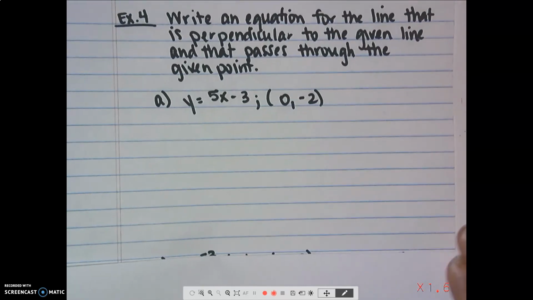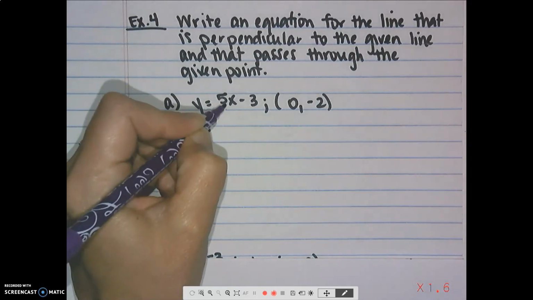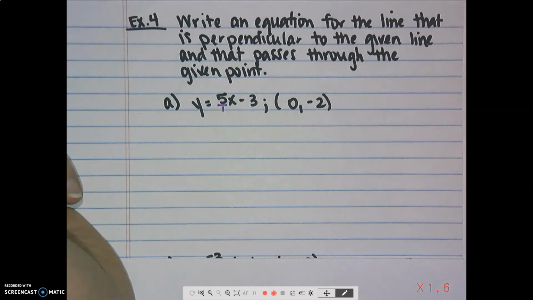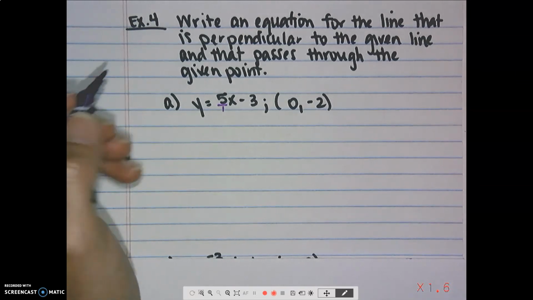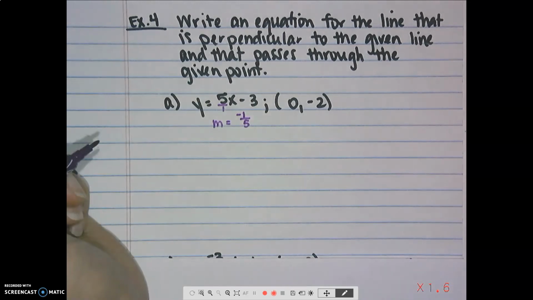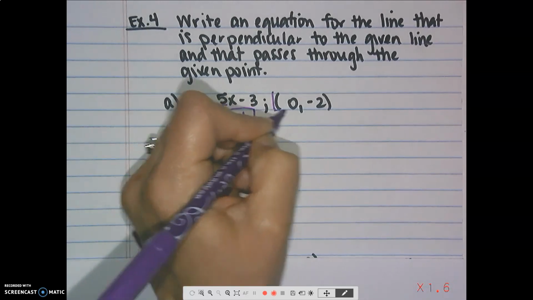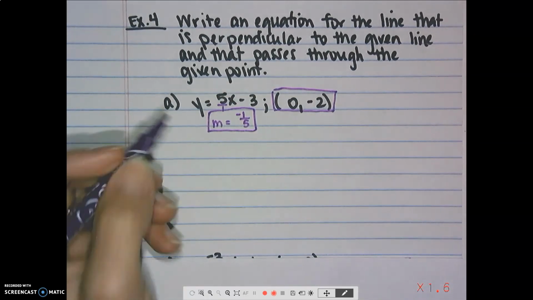All right, so next we're going to write an equation for the line that is perpendicular to the given line and that passes through the given point. So same way we did with the parallel lines, this time we're going to do perpendicular. So that means that we have to figure out that slope first, okay? So here our slope is 5/1 because y is already by itself. And so when we flip that and change the sign of it, our slope is negative 1/5. And then we also need this point, okay?